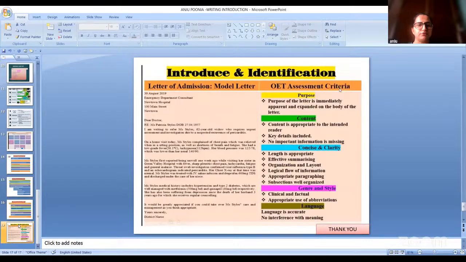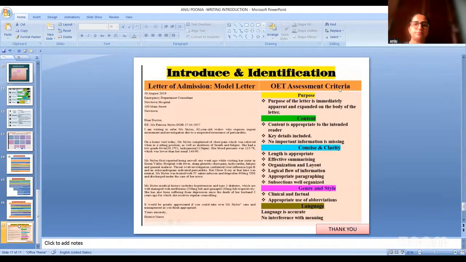The purpose: I'm writing to refer Mr. Style, a 60-year-old widow who requires urgent admission and investigation due to suspected recurrence of pericarditis. So this is the purpose. Then the second paragraph, the third paragraph, and the last, fourth paragraph is the request and recommendation. So this is just a model letter.